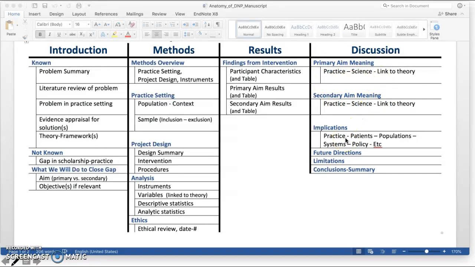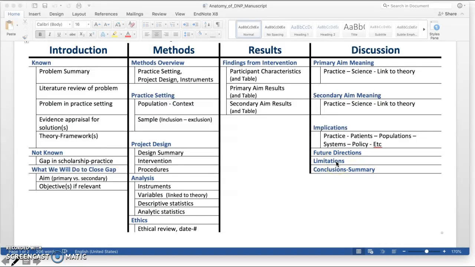Then you might talk about the extension of your work, the implications. So based on these findings, here's the implication of what we should do in practice in the future. Here's how we should shape policy based on what I found. Here are opportunities to improve the systems of care for patients and populations based on my work. Then you talk about the future directions. What could be done to bring greater clarity or understanding on this issue? What future studies might be helpful? What changes in practice are warranted?